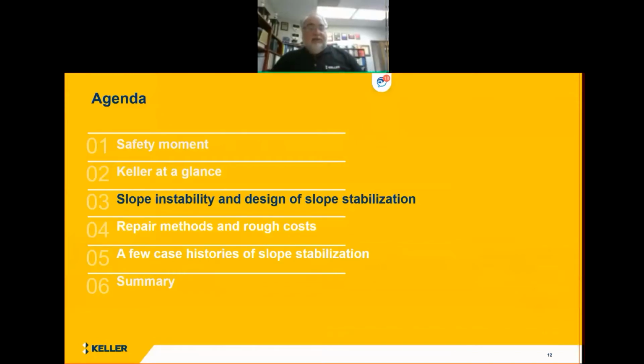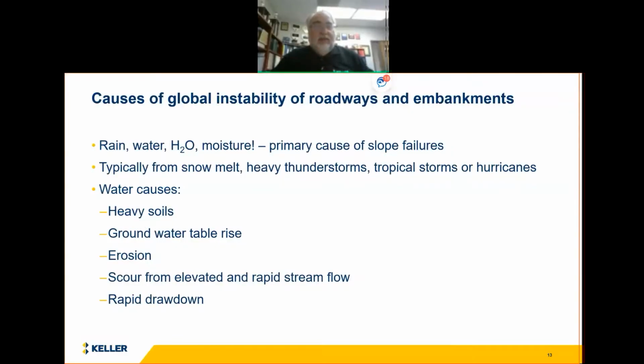So let's talk about our topic for today, slope instability and design and repair of slopes. What are the major causes of slope instability that we see in all projects, and particularly that affect roadways and embankments? Well, we have to say that it's water, okay? That is the primary cause of slope failures. Rain, water, moisture, H2O, whatever you want to call it. When water gets involved with the soil, things happen.